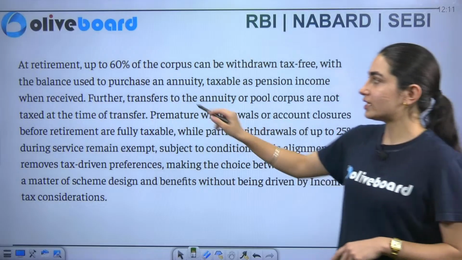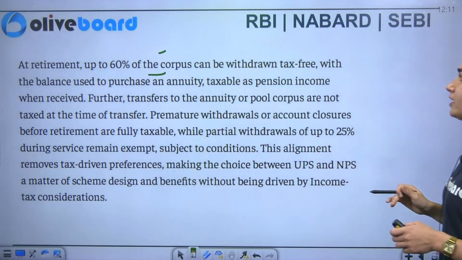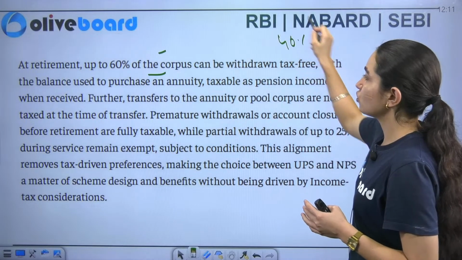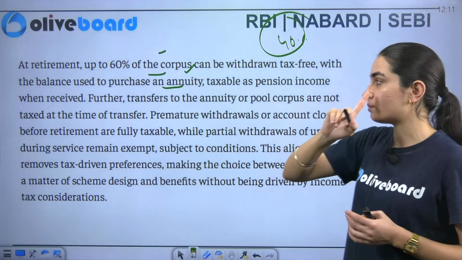Along with that, they also say that 60% of the corpus is not going to be taxable. Of course, if I talk about that particular 40%, that will be used to purchase an annuity. Okay, so this is what you need to remember.